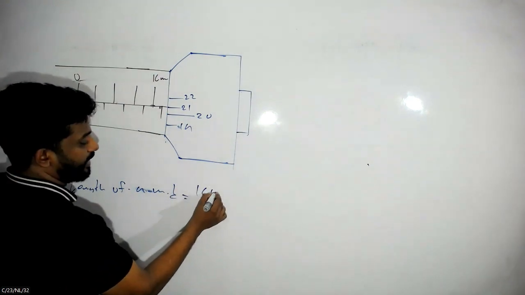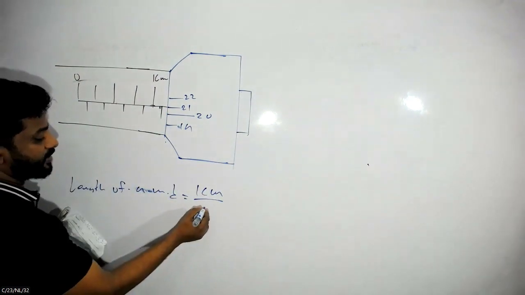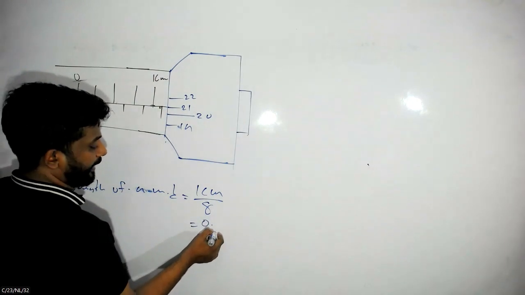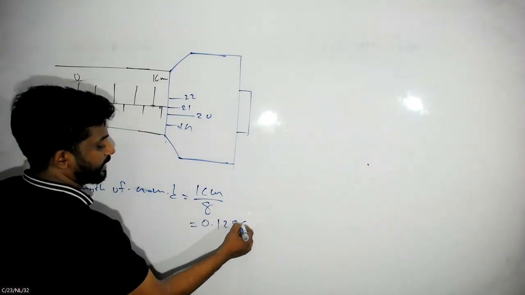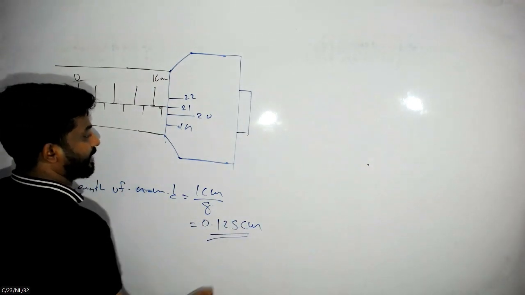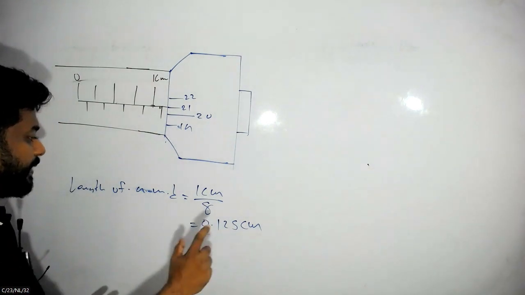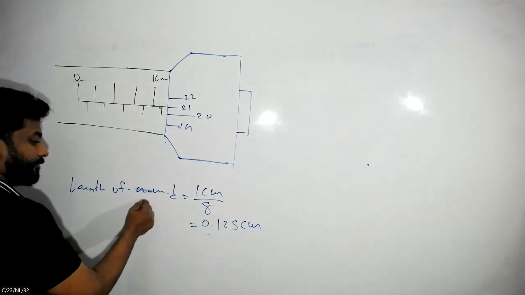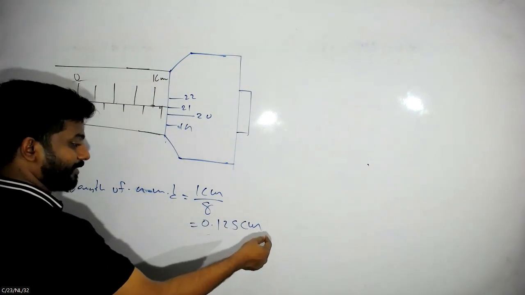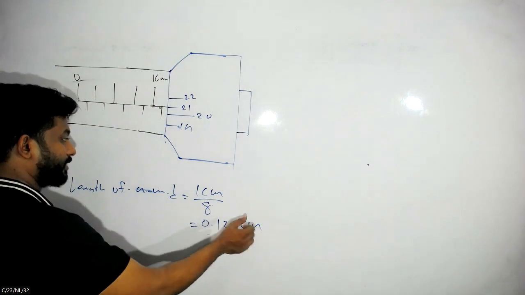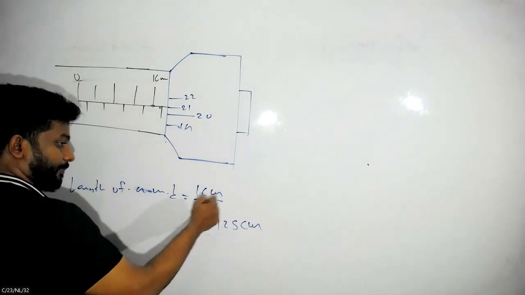1 centimeter length, they divide into 8 divisions, no? That is 0.125 centimeter, the length of a main scale division. Right? Then you can get an idea about the pitch of the screw. Now you know the length of the main scale division, no? It is most probably equal to the length of the pitch.